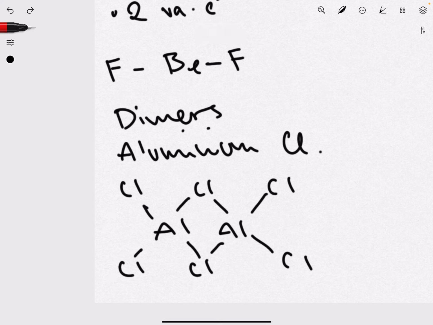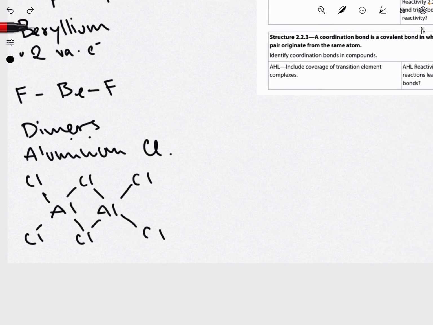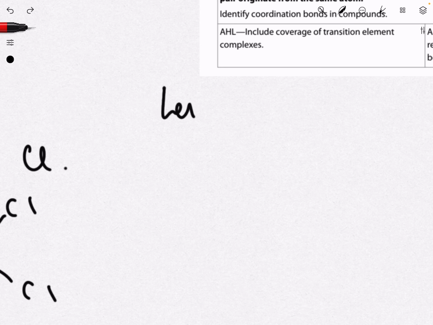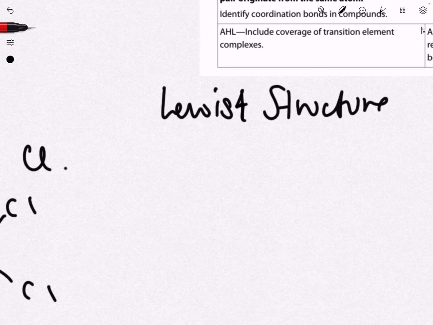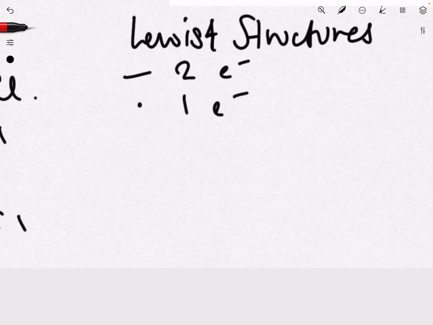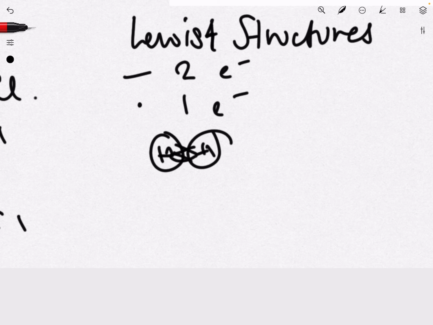Now, a nice way to represent our different structures or bonds will be through the use of Lewis structures. When using Lewis structures, dashes will represent 2 electrons, whilst dots represent a single electron. So in our hydrogen example from earlier, this here would simply look like this.